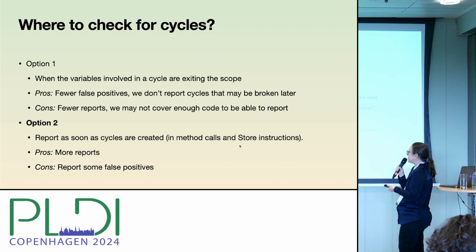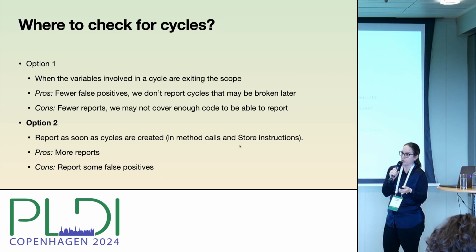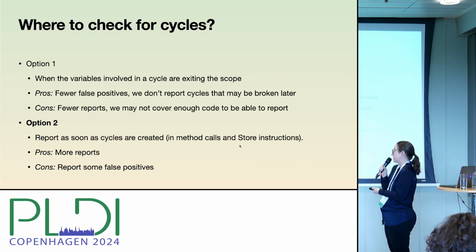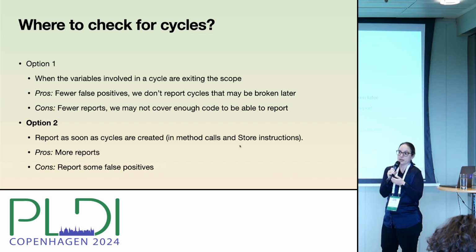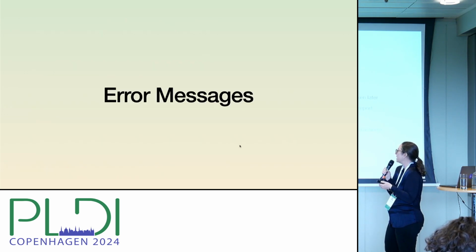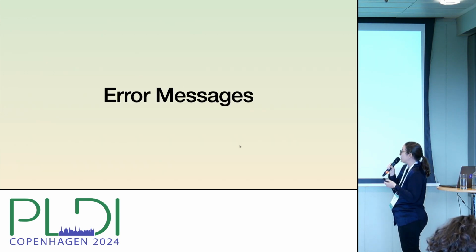That's option 2, and that means we have more reports, but we can have some false positives because it could be that the cycle is created but later broken. And in that case, we'll report anyway. But in practice, it hasn't been a problem. Okay, so let's look at error messages.